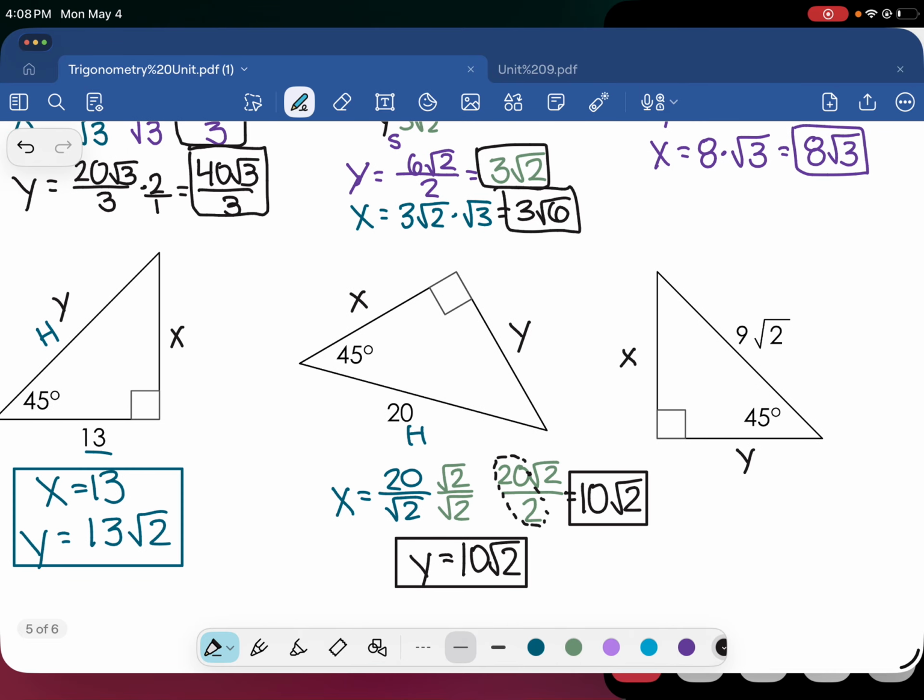And my last one. This is the one where knowing the hypotenuse is a little bit easier. X is the leg, so we have to take the hypotenuse and divide it by the square root of 2. Now before you get too crazy and start rationalizing that denominator, look. What's the square root of 2 divided by the square root of 2? 1. So they sort of just cancel to 1, and this equals 9. So x is 9 and y is 9.